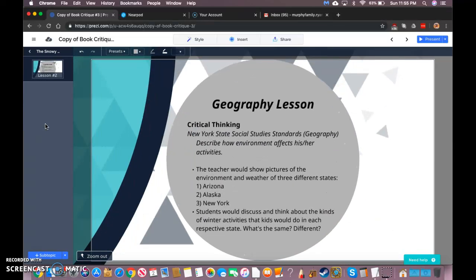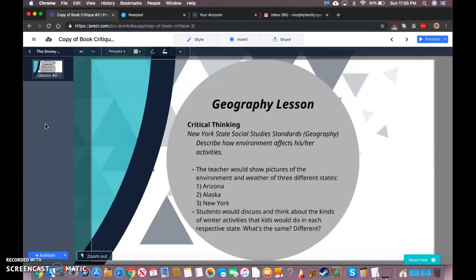My second lesson idea is centered around geography. After reading this book, I realized that other states might not get as much snow as Peter and his neighborhood in the book. Therefore, I decided to have kindergarten students think and discuss what kinds of activities children would do or play in other, maybe warmer states, like Arizona.